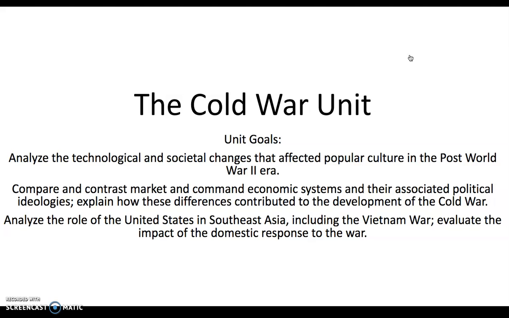We're going to compare and contrast the two styles of economic systems. The market economy, which is the democratic and U.S. economic style, and the command style, which is more the Soviet/communist style, and their associated political ideology. What they believe in, that's what we're going to go over today, and explain how these differences contributed to the development of the Cold War. We're also going to analyze the role of the United States in Southeast Asia, which includes the Vietnam War, and evaluate the impact of our domestic response to the war. Those are our big goals, and there's a lot of stuff in between that covers all that we just mentioned with our big unit goals.